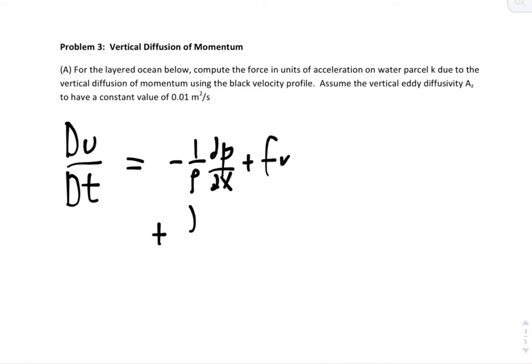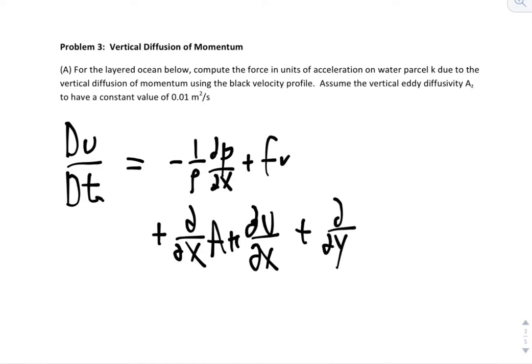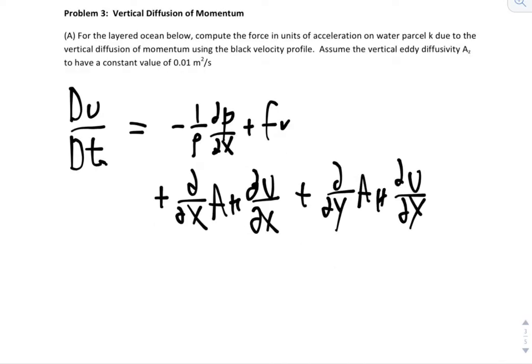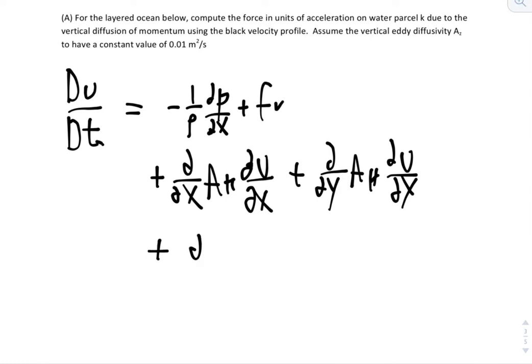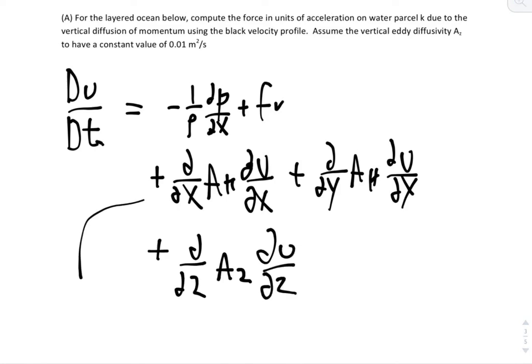Plus partial x of AH times partial u partial x, plus a very similar looking term in y, partial y of AH times du dy, plus the third diffusion term, partial z, this is the vertical coordinate, times what is sometimes written Km, and I'm going to write here as AZ, that's the other symbol that's sometimes used, partial u partial z. These are what are known as the diffusion terms. There's 3 of them in each of the momentum equations.